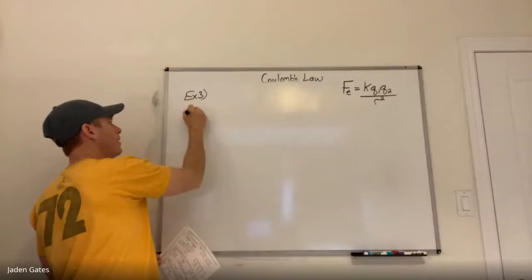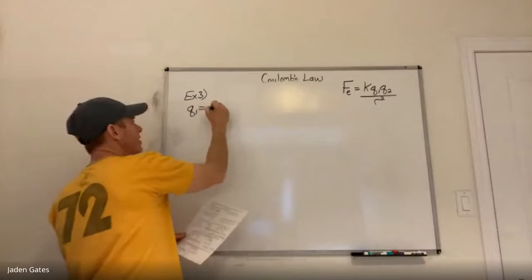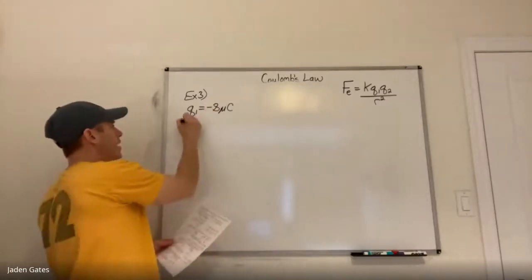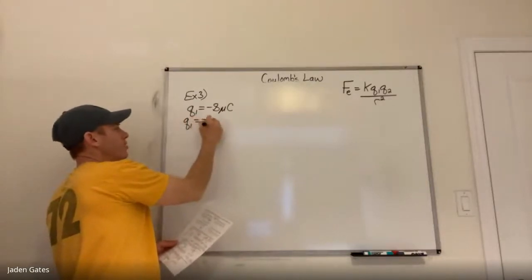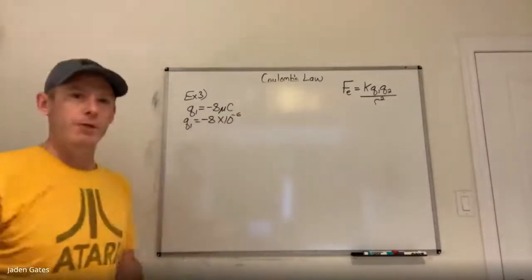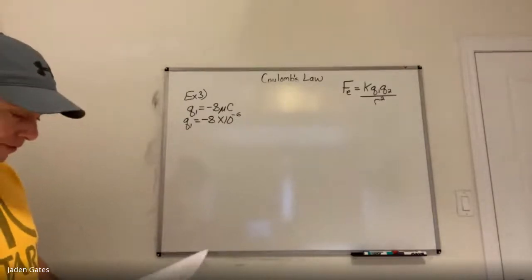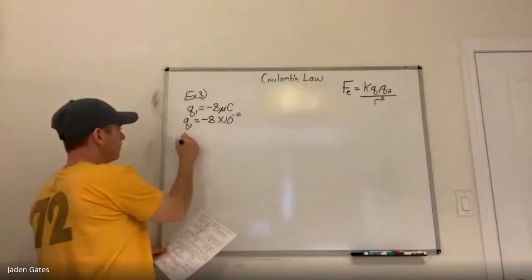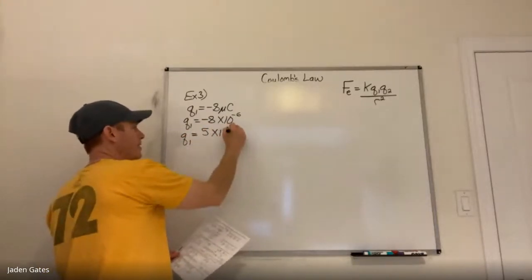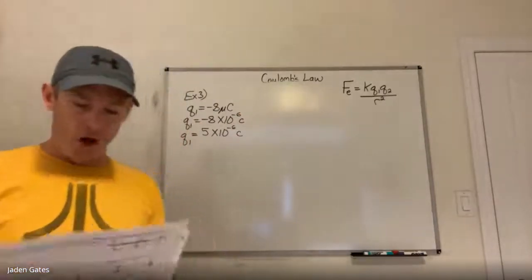We have Q1. So one of our charges has a charge of -8 microcoulombs. Now what micro means is that's going to be -8 times 10 to the -6. It's the opposite of million. Million is times 10 to the power of 6. This one's times 10 to the -6. Now the other charge is 5 microcoulombs, so I'm just going to write 5 times 10 to the -6 coulombs. Again, coulombs is a measurement of charge.